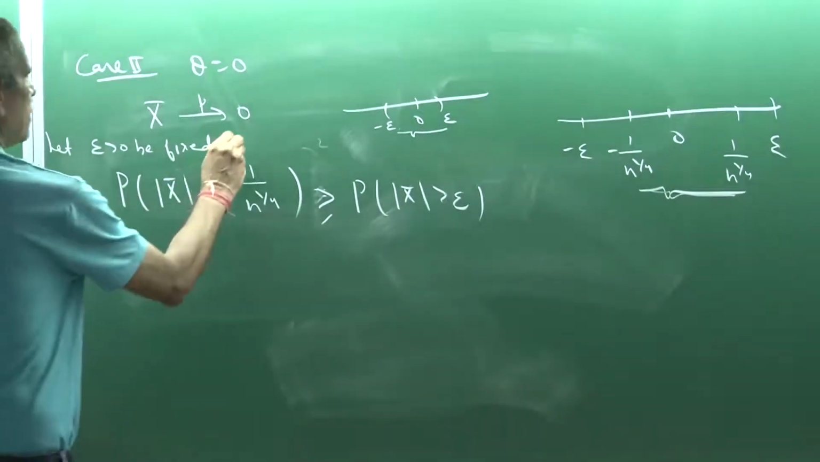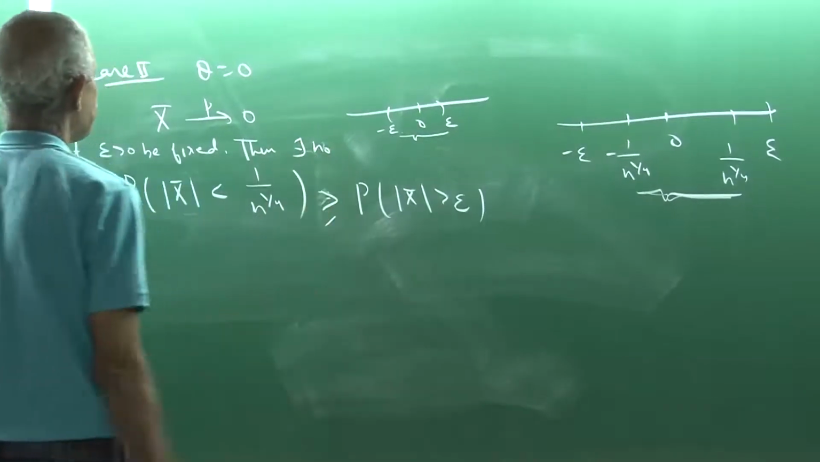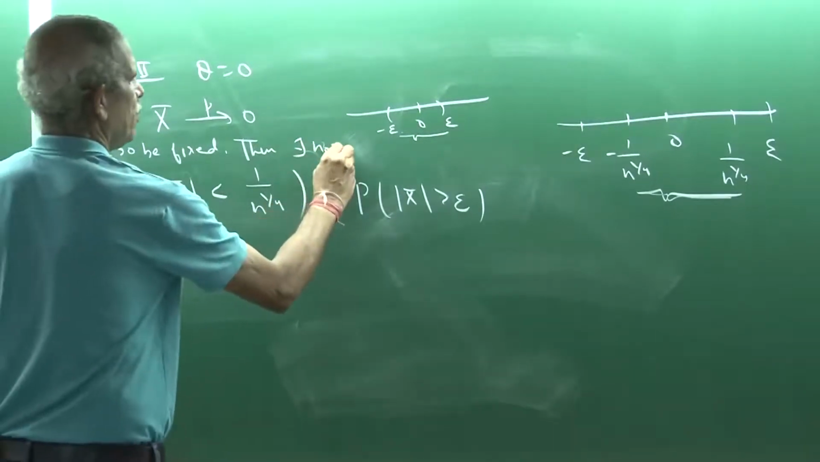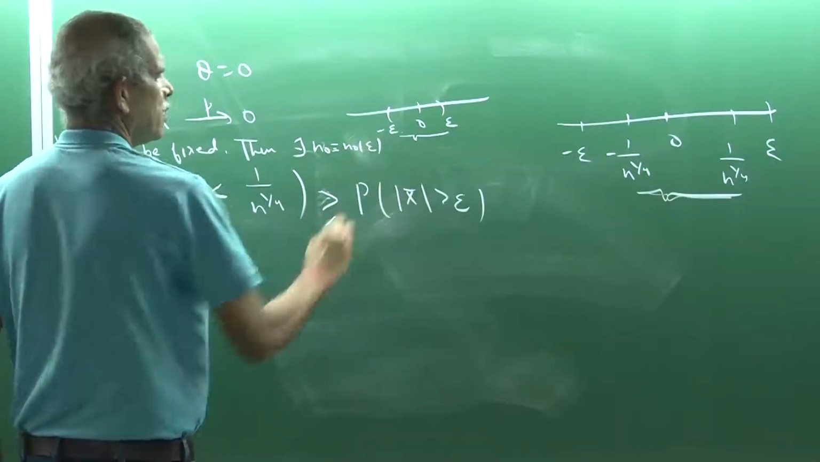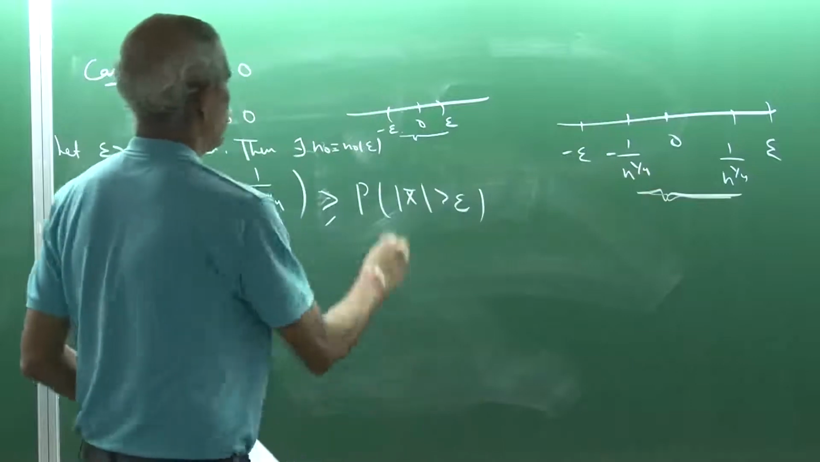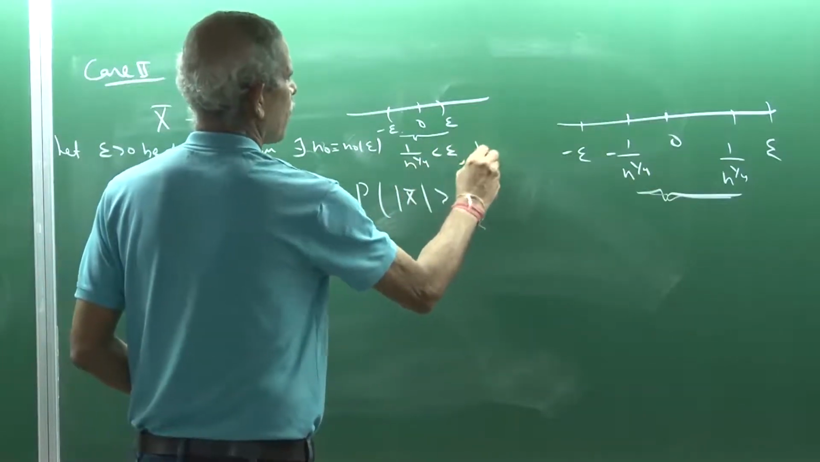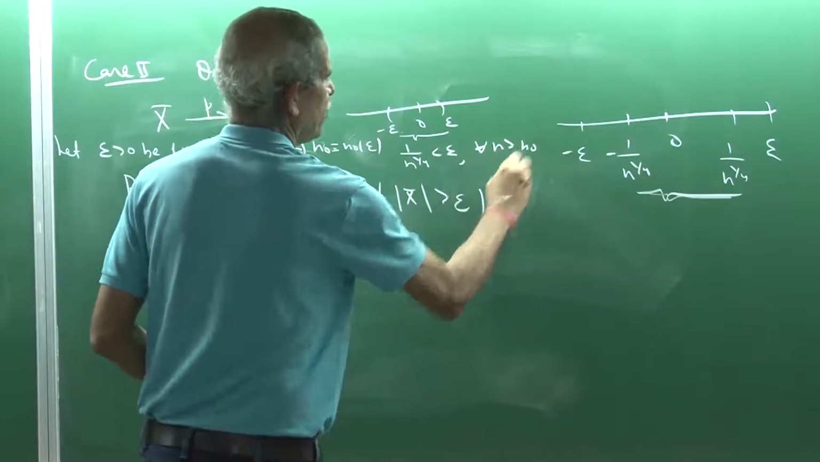Then there exists an n naught, of course, which depends only on epsilon, such that 1 upon n to the power 1 by 4 is less than epsilon for all n greater than or equal to n naught. That is what I am doing.